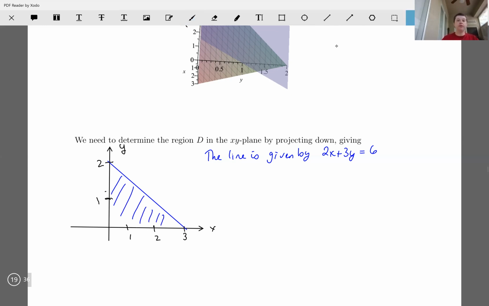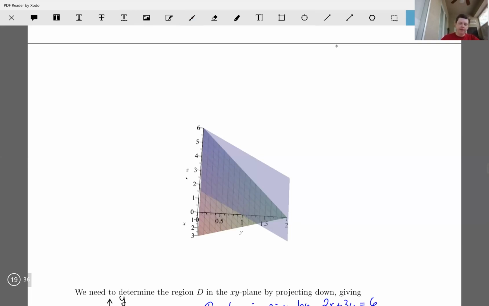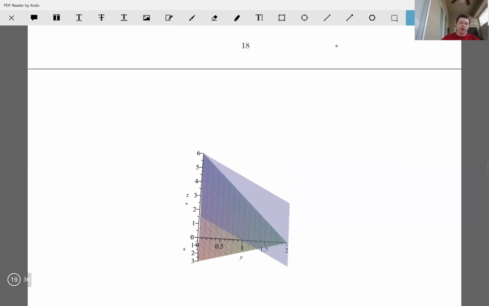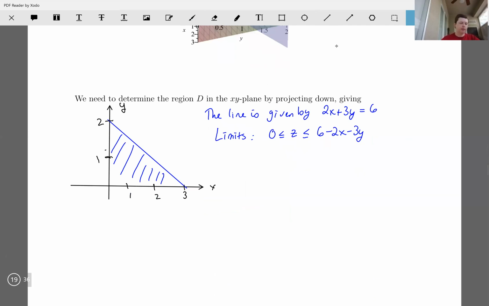Now, the limits for z in our three-dimensional region are going to be, well, z is greater than or equal to 0, because we're in the first octant, and it's going to be less than or equal to 6 minus 2x minus 3y. So we solve for z in our plane and get z equals 6 minus 2x minus 3y. Since z has to be less than or equal to that plane, we get those as our limits for z.